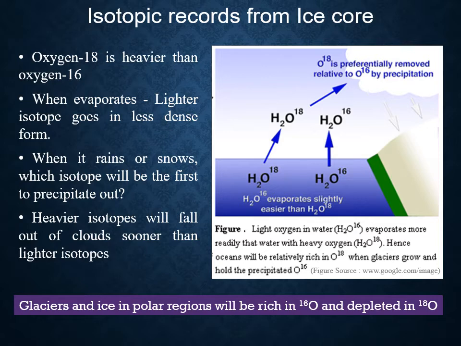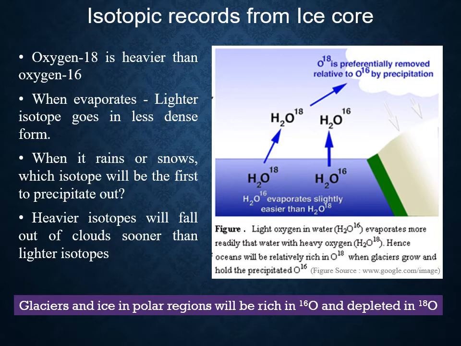Now, when evaporation happens from the ocean or lake water in the warmer regions, water containing both lighter O16 and the heavier O18, during the time of evaporation in the vapor state, more O16 will go, because the lighter isotopes will always prefer to go to the less dense form.